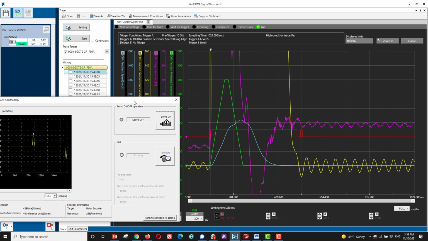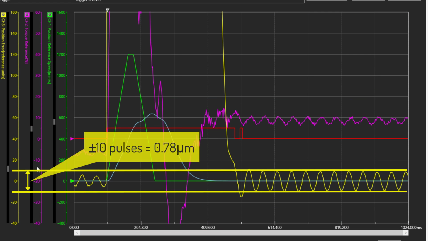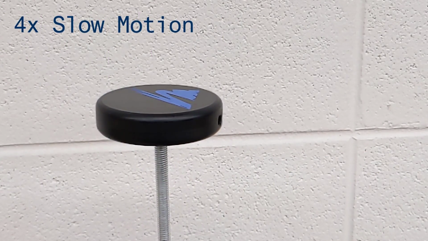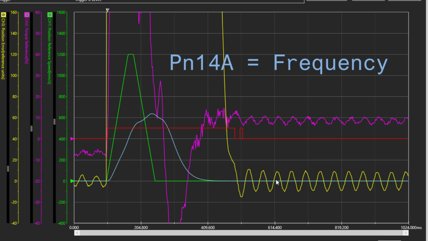In fact, I've adjusted the trace to show this oscillation in both the position error signal and the force signal here. The position error amplitude is less than 1 micron on the carriage, but up at the load, it is certainly much higher. So I'm going to find out what this frequency is and set that into parameter Pn14A.